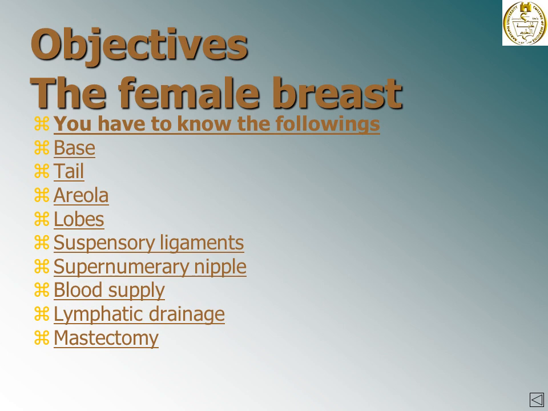The female breast. You have to know the female breast: the base, the tail, areolar lobes, suspensory ligaments, supramammary nipple, blood supply, lymphatic drainage, and types of mastectomy.